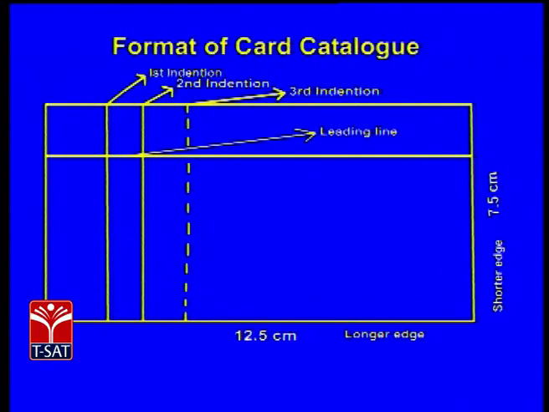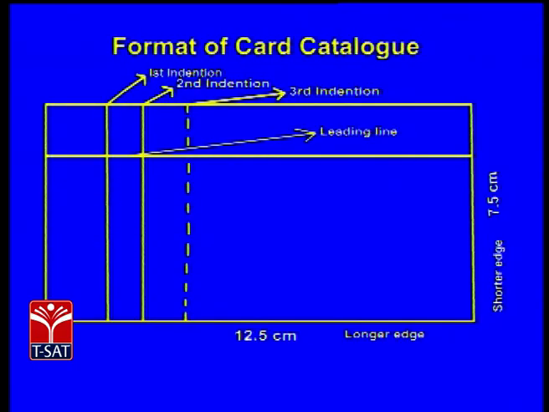The normal size of the catalog card is 12.5 into 7.5 centimeters. Horizontally the size is 12.5 centimeters and vertically the size is 7.5 centimeters. The same thing can be said in inches as 5 into 3 inches. If you observe the physical format of the catalogue card, it normally has 2 vertical lines and 1 horizontal line. The first vertical line is called the first indentation and the second vertical line is called the second indentation. There will also be a third indentation which is imaginary. The horizontal line is called the leading line.